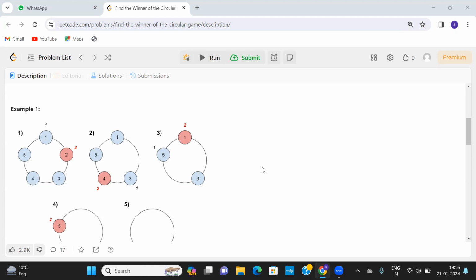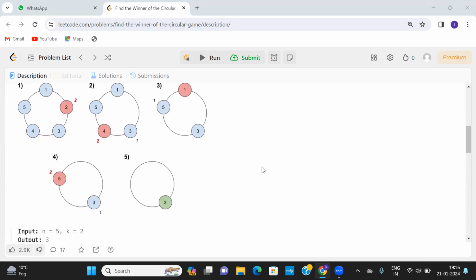In a similar fashion, we will keep on going until there is only a single friend left in that circular game. Whenever a single friend is left, that friend will be the winner of the game. So I hope the question is clear to you all. There are n friends playing the circular game. We will keep on counting. As soon as our count is equal to k, we are going to eliminate that particular number. And we will continue in a similar fashion till only a single number is left in that circular game.